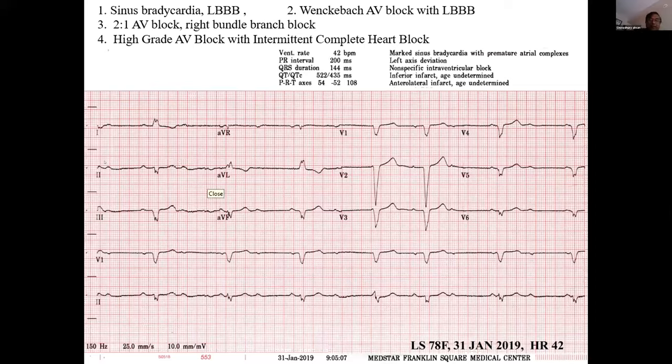Is it tachycardia or bradycardia? Wide complex or narrow complex? I mean, the rate is slow. I always write down the rate, 42. And the question is, is it sinus bradycardia with left bundle branch block?